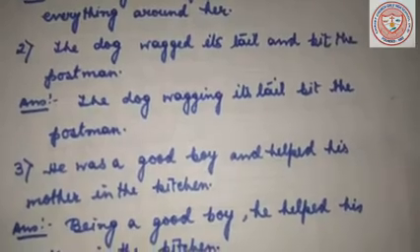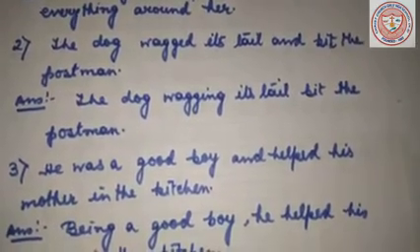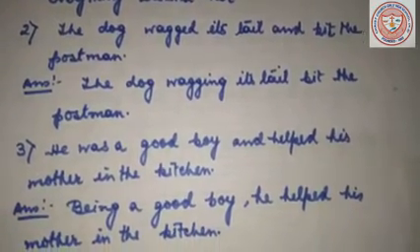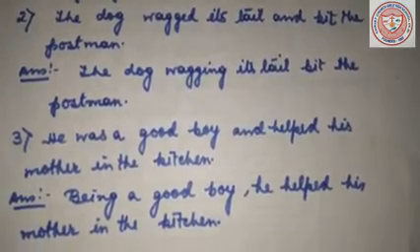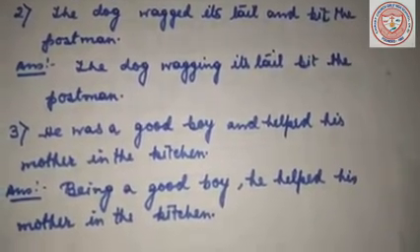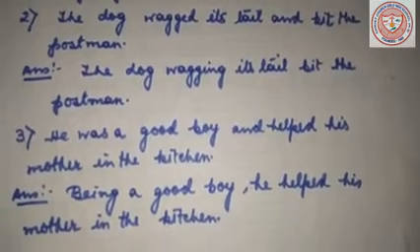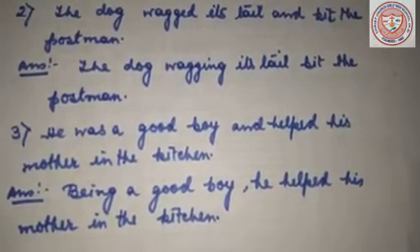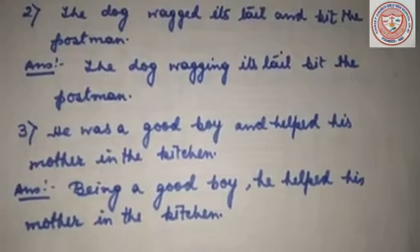Number 2. The dog wagged its tail and bit the postman. The dog wagging its tail bit the postman. The wagging qualifies the noun tail. So it acts as an adjective. And wagging is a verb form of wag.